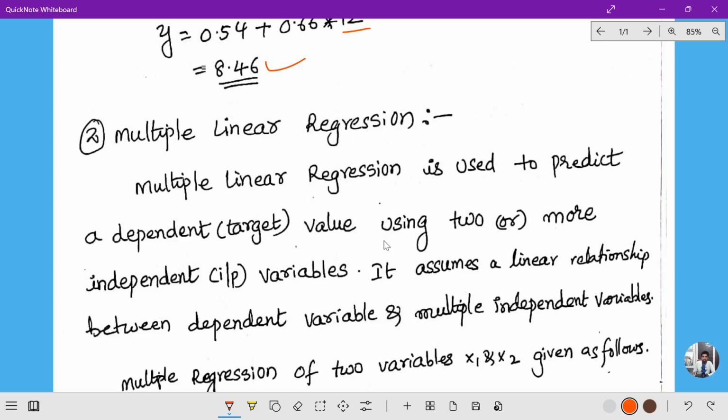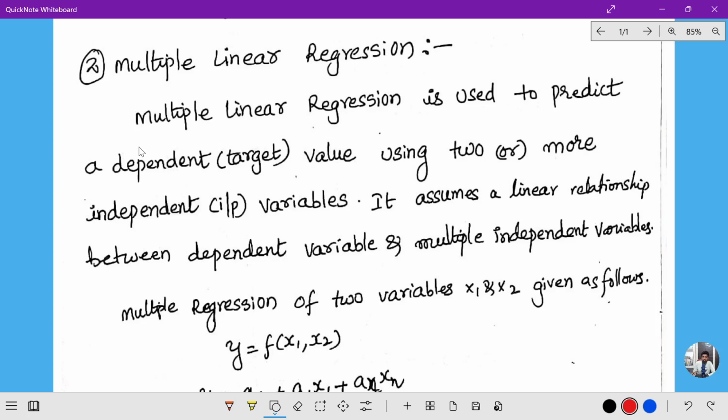Okay, let us move on to the second one. This is called multiple linear regression. What is the meaning of multiple linear regression? It is used to predict a dependent value by using 2 or more independent variables.